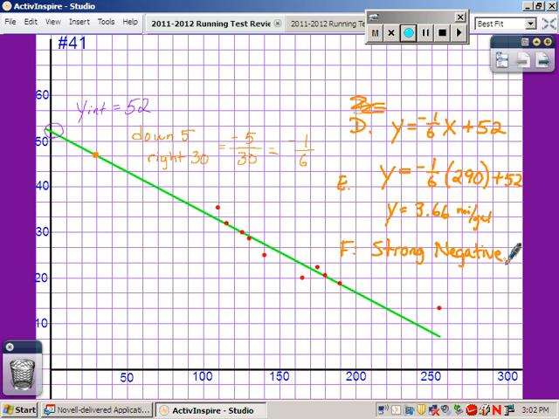Like I said, on your test tomorrow, or excuse me, on Thursday when your test is, your graph is going to be made for you. You'll have to draw in your best fit line, develop your equation, come up with a solution like in part E, and state the correlation in part F, and finally describe the graph in part G.